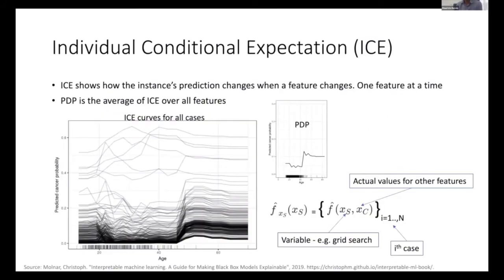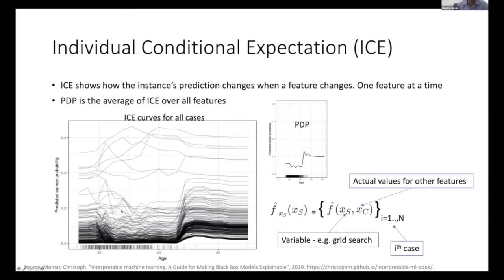The next one is called individual conditional expectation, or ICE for short. Basically, it's like PDP, but rather than going for an average, I'm going to plot all cases. You can see here that I don't have the sum anymore, the average, in my formulation. I'm just going to change the actual values of the other features and fix the feature of interest. I'm going to plot all cases.